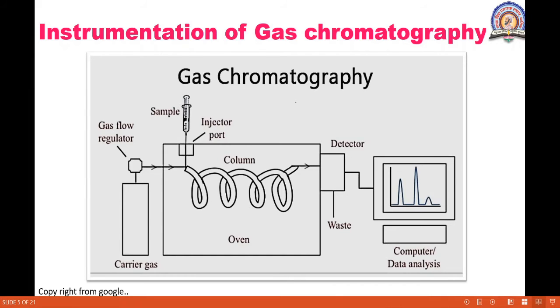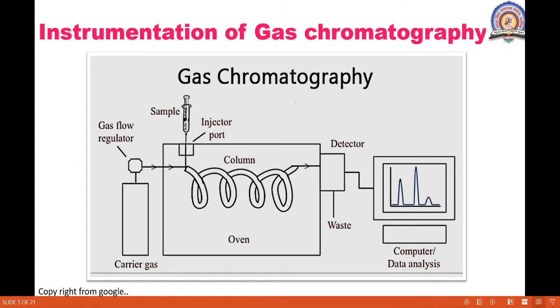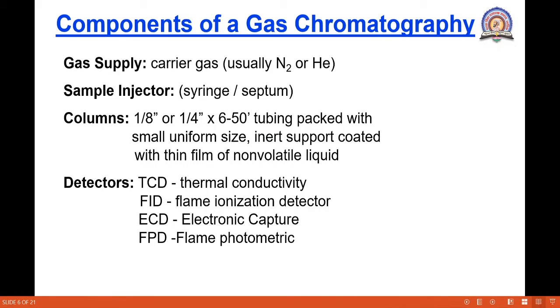Then we move forward. There are different components used in gas chromatography. The first one is the gas supply, then the sample injector, column and detector. So in the previous slide, the first component is the carrier gas, then sample injection, then column and detector. These are the four main components of gas chromatography. So one by one we discuss these components.